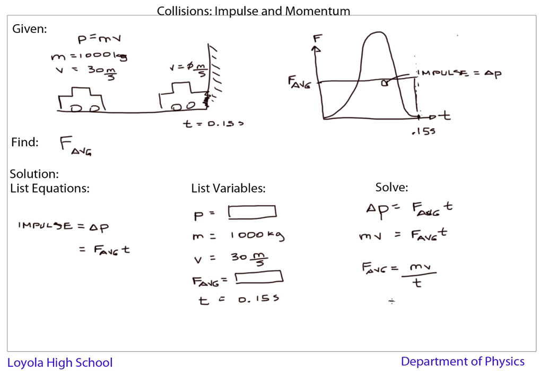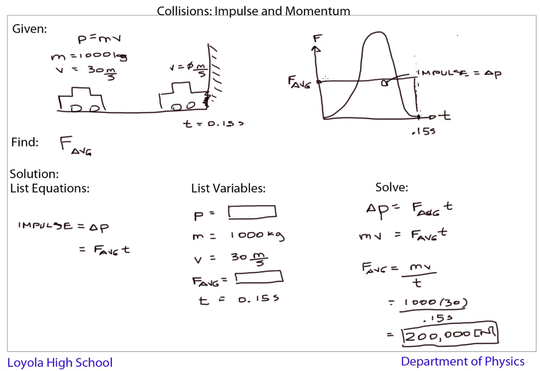So let's take a look here. That comes out to be 1,000 kilograms times 30 meters per second over 0.15 seconds, which comes out to a value of 200,000 newtons. If you do the math there, that's 200,000 newtons, which is a pretty big force. That would cause a huge acceleration rate or a jolt of the car, which, as you know, the collision could cause some damage. And that's, again, just the average value. So that's the value right about here.